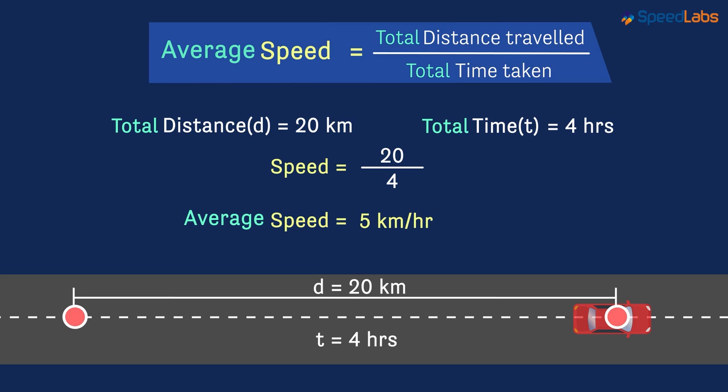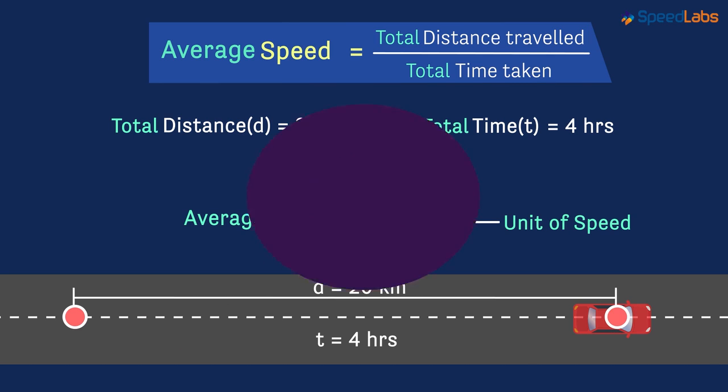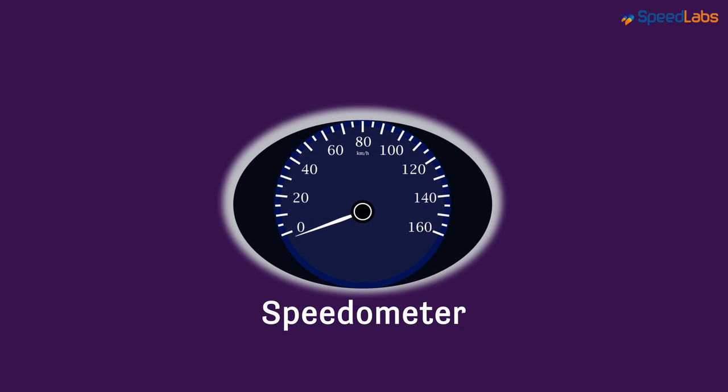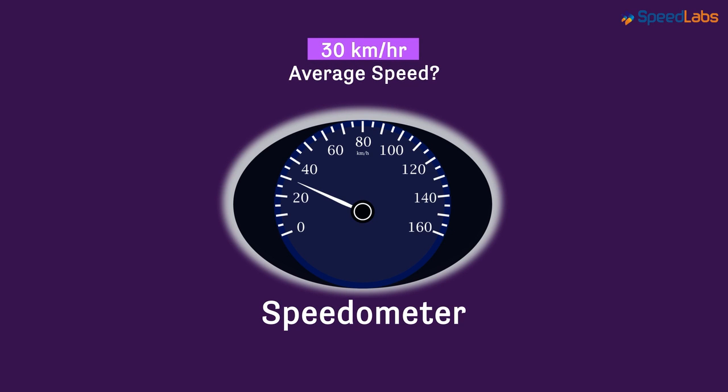So what's next? Look at the unit of speed used in the example. The unit of speed in this example is kilometers per hour or kmph, and it's one of the most common units of speed. Yes, this unit is also used in speedometers. Suppose the car is travelling and the value in the speedometer that's being pointed is at 30. What does that mean? Is this also an average speed?